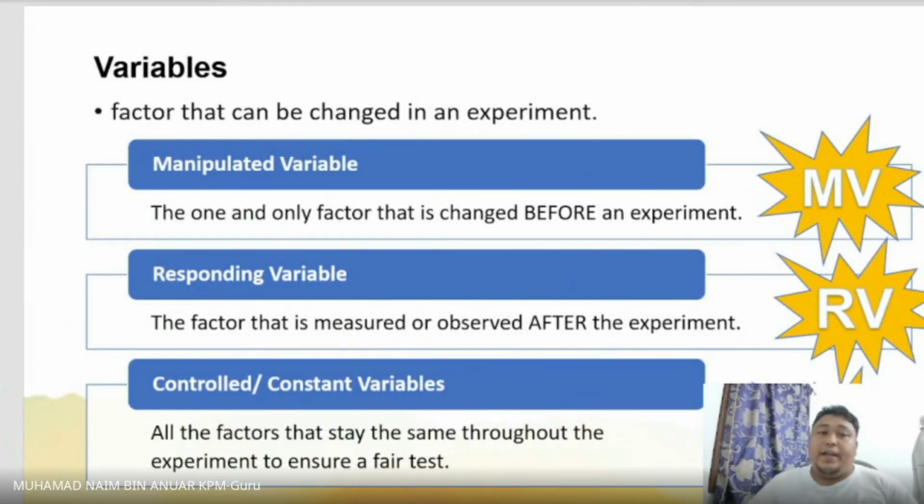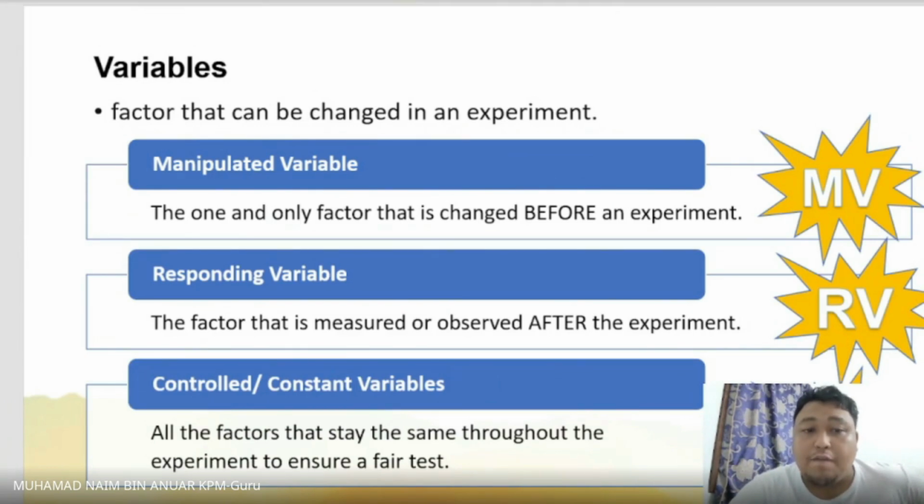Okay, thank you, Aidan. Now, three things that I really want you to get for tonight. If you cannot get anything else, at least you can get these three things: MV, RV, and CV. Because throughout this night, you're going to see these three things the most.